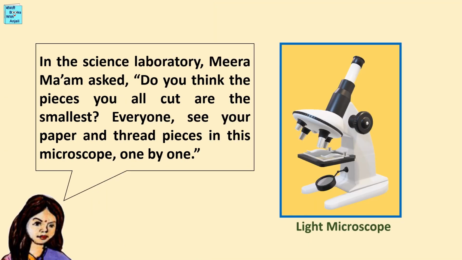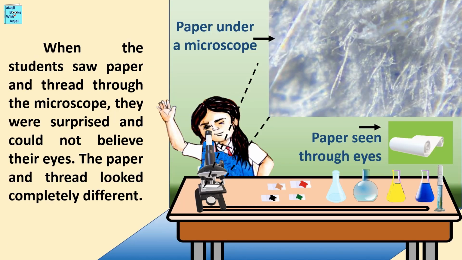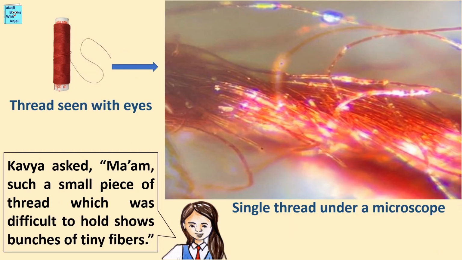In the science laboratory, Meera ma'am asked, do you think the pieces you all cut are the smallest? Everyone, see your paper and thread pieces in this microscope, one by one. When the students saw paper and thread through the microscope, they were surprised and could not believe their eyes. The paper and thread looked completely different. Kavya saw thread through the microscope and said, Ma'am, such a small piece of thread which was difficult to hold shows a bunch of tiny fibers.